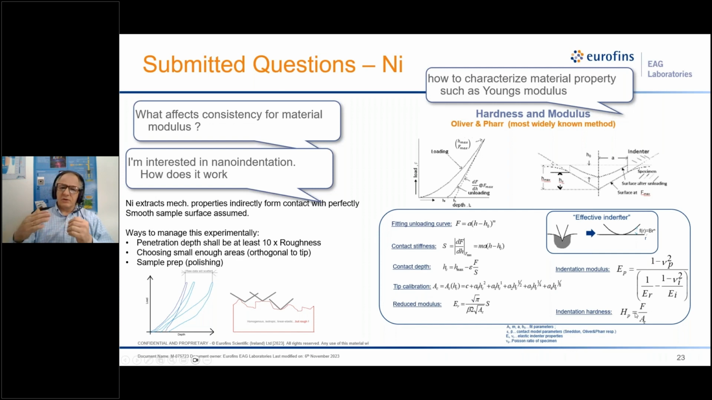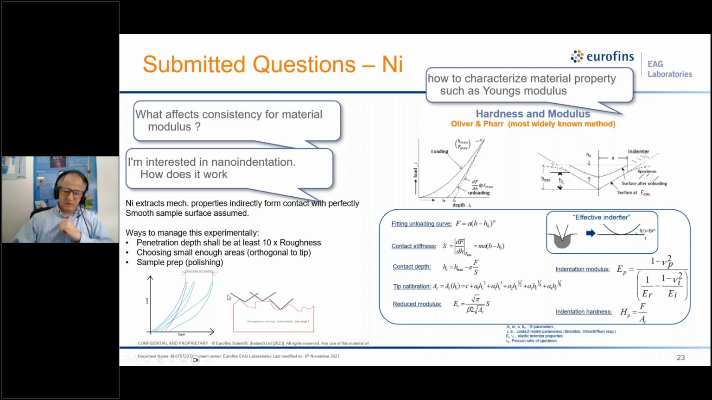Now, as a contact technique, we are deforming basically both sample and tip, and to deconvolute mechanical properties of the sample, we also need the mechanical properties of the tip, so Poisson's ratio and Young's modulus, to get a true Young's modulus. Now, when it comes to what affects measurement consistency on the material, even if you have a homogeneous isotropic material, your surface topography plays a significant role.